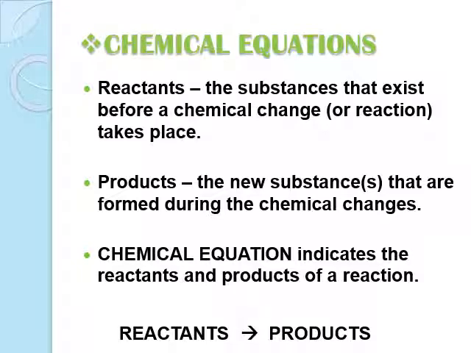Now, in a chemical equation, what are the constituents? Reactants. Reactants are the substances that exist before the chemical change, when no reaction has taken place. Products. The new substance that is formed during chemical change is known as the product. In a chemical equation, the reactants and products are indicated, and in between them an arrow is shown.